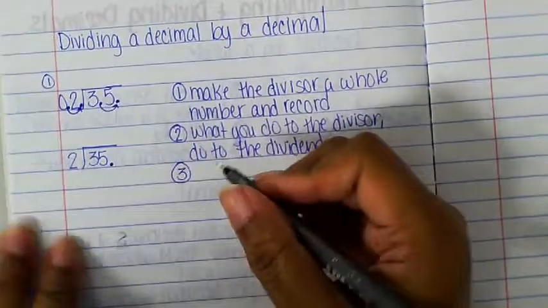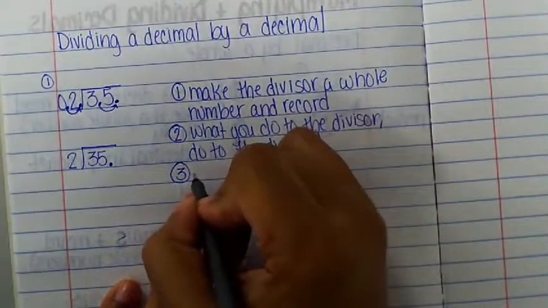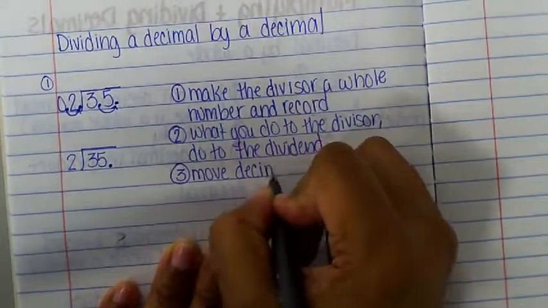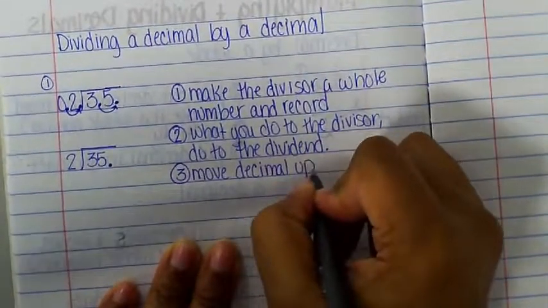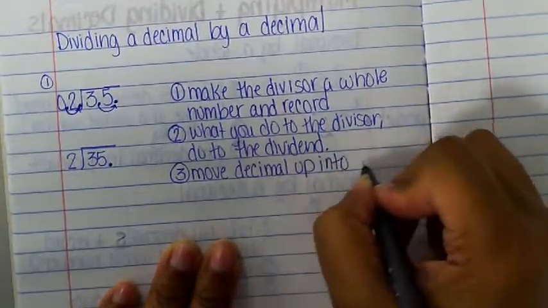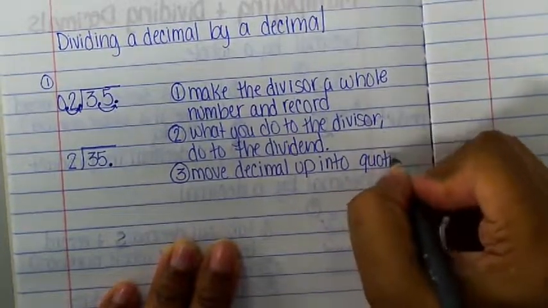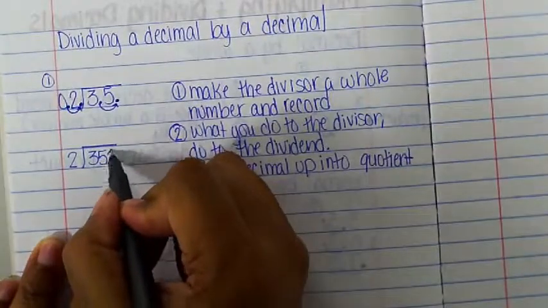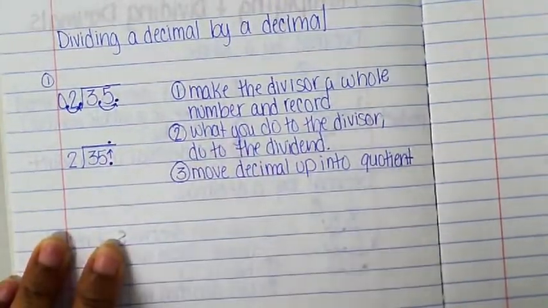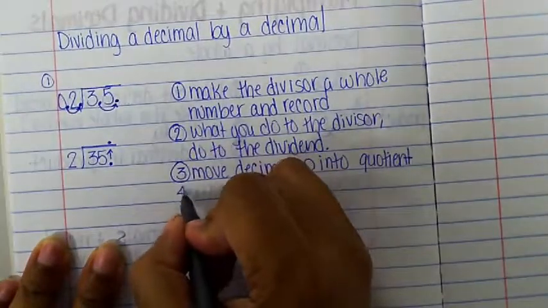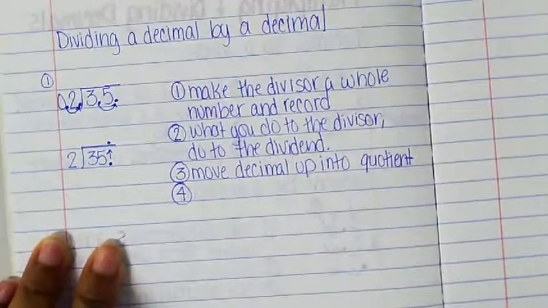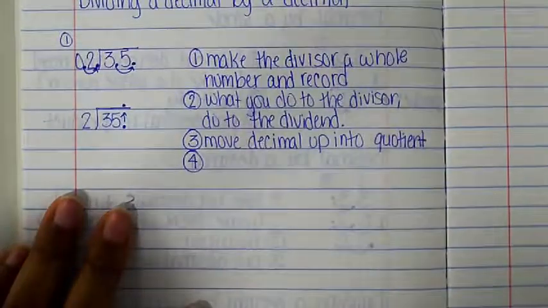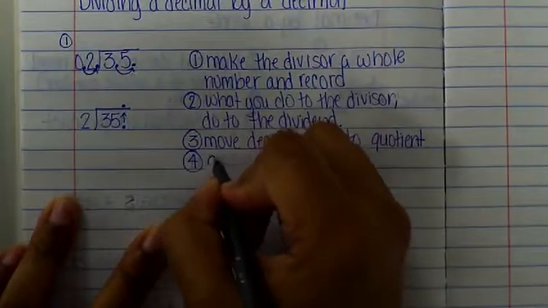Okay, step 3, move the decimal up into the quotient. Straight up, there's my decimal. Last step is to do what? Divide. Now we're going to actually divide.